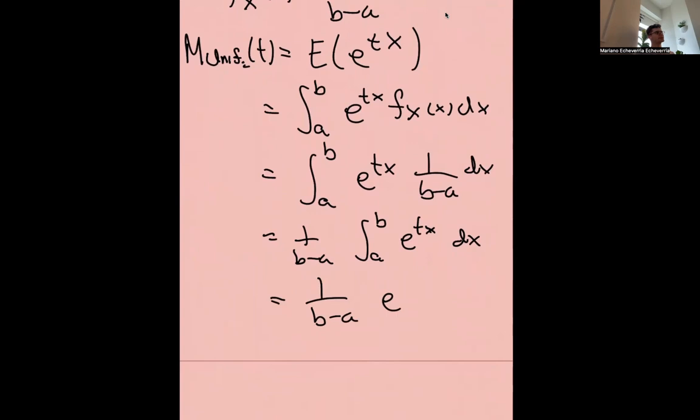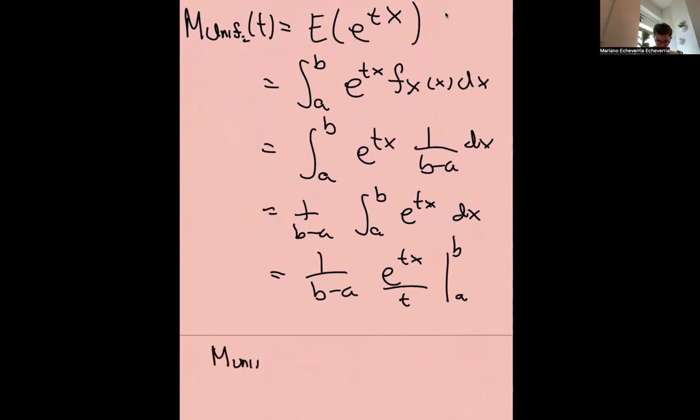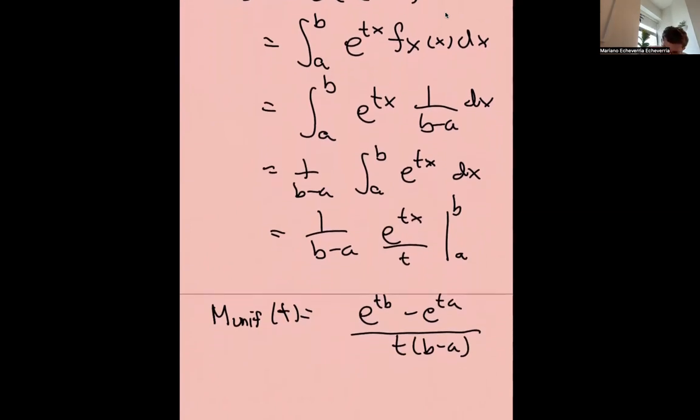What is the integral of an exponential? It's the same, divided by t. For the uniform distribution, the moment generating function is e to the tb minus e to the ta, over t times (b minus a). Is that making sense? I wanted to do these first two examples because they show you that it really is a function of t. That's my whole point up to now, to show you that this moment generating function only ends up depending on t.